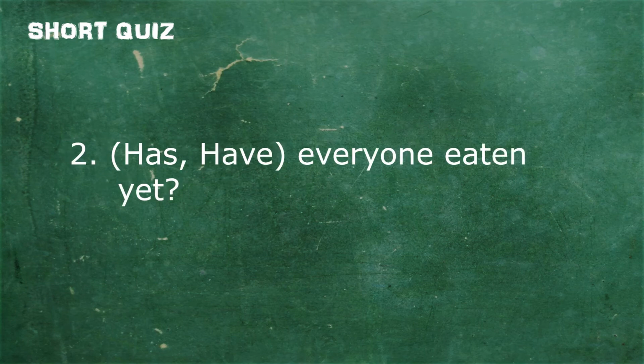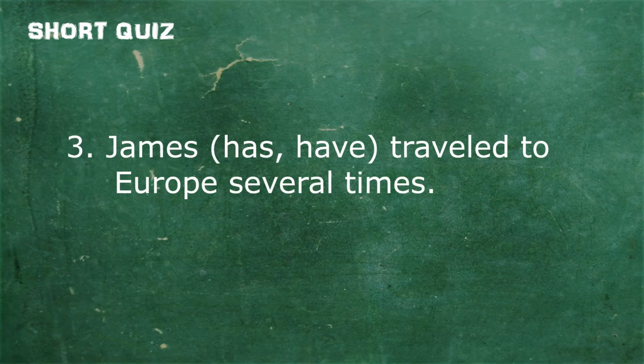Number 2, have everyone eaten yet? So this is a question. It's in the present perfect. So the answer should be has, because the subject in the sentence is everyone. It is singular. So the verb should be has. Number 3, James have traveled to Europe several times. So the answer is has. Again, the subject is singular, James.